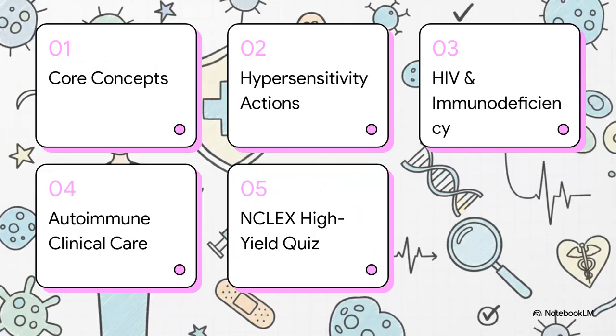Here is our quick game plan for today. 1. Core concepts. 2. Hypersensitivity and priorities. 3. Managing HIV and immune deficiency. 4. Autoimmune clinical care. And 5. We'll wrap up with an NCLEX high-yield practice quiz.